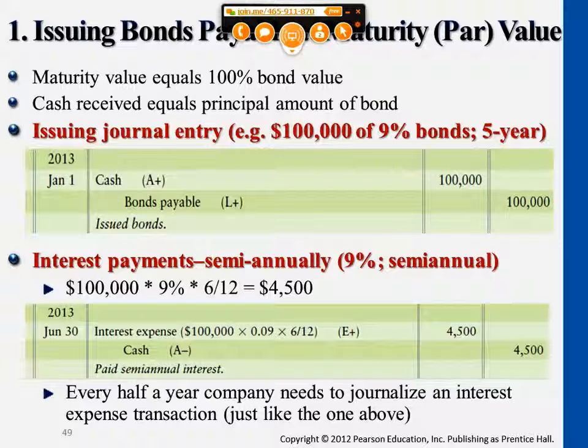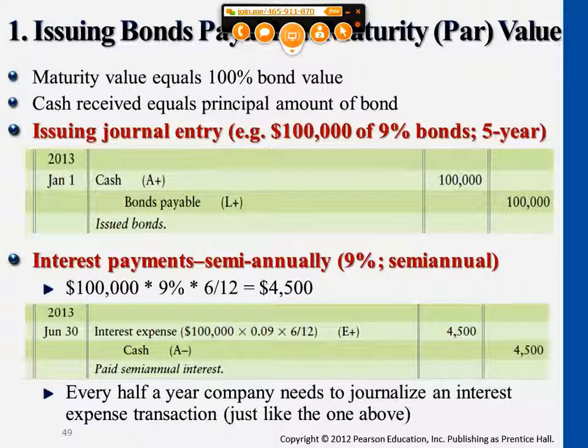Because it would always be 6 over 12, and this part, the principal amount, would always be $100,000, for this case. Okay, so the third entry here: what happens when the company pays off the bond to creditors.